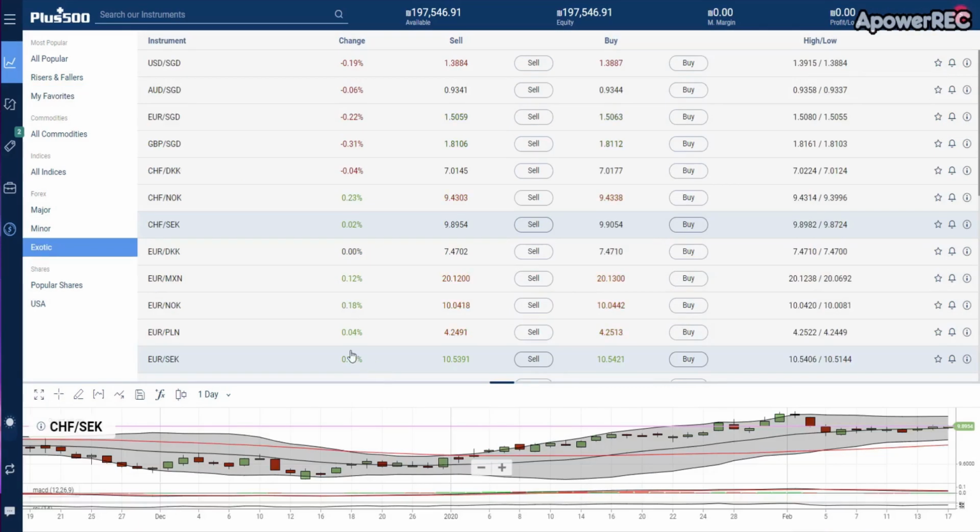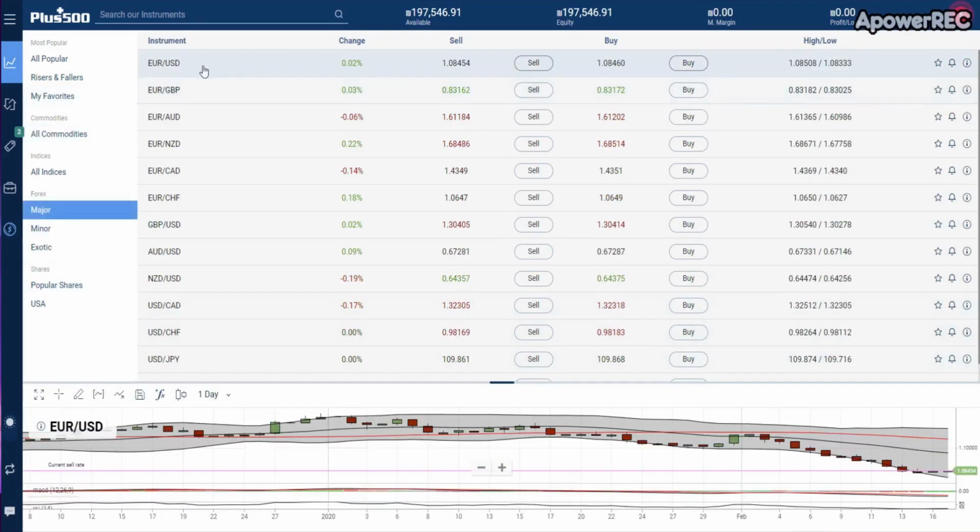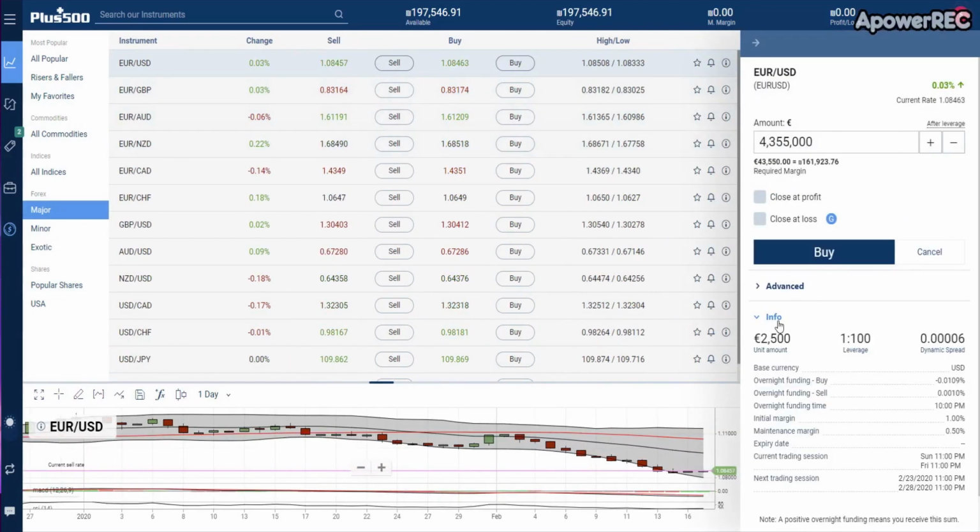Now we will talk about Forex. Currency pairs. I will buy Euro versus USD. Can you see the leverage here? Buy 100. Minimum investment is 2.5 grand. I will make a buy order for 2,500 and move to another asset.